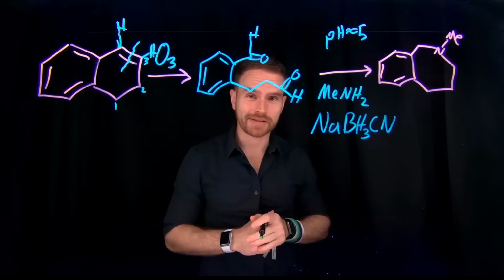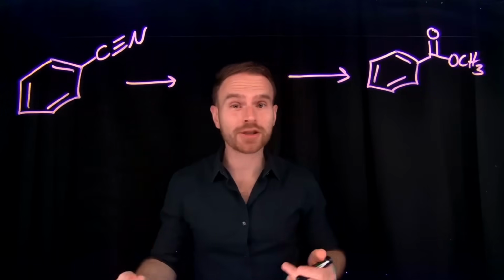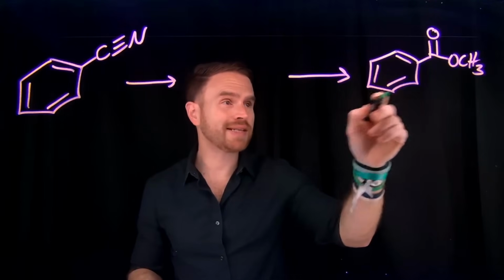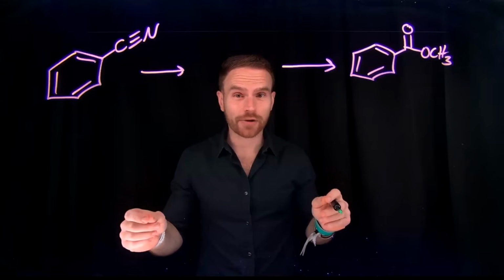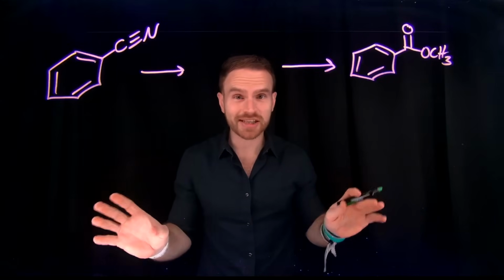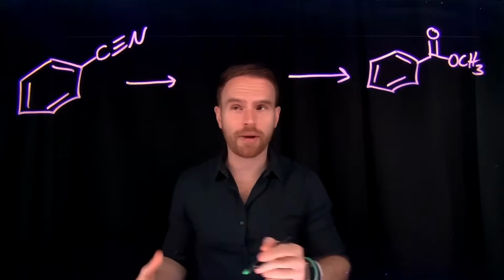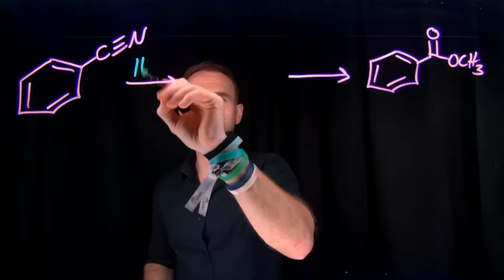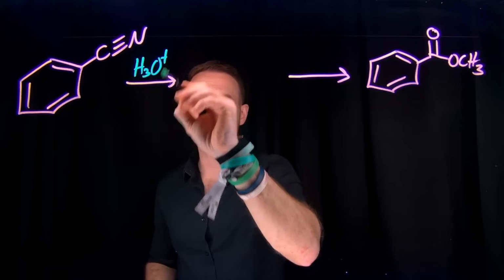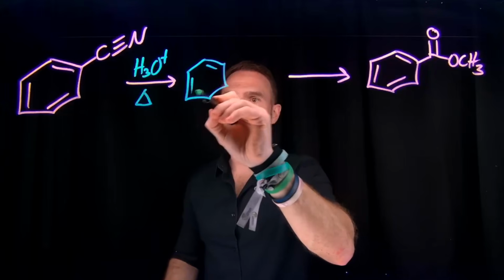to synthesize amines. In this reaction, we're turning this benzene ring that contains a cyano group or a nitrile coming off it into a benzene ring that contains an ester. We've seen the reactions that are necessary to complete this transformation just in this video. In the first step, we first need to turn our nitrile into a carboxylic acid. There are a few ways to do this. You can use basic conditions, or you can also use something like H3O+ and heat in order to turn that nitrile group into a carboxylic acid.